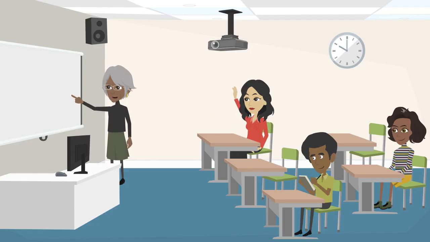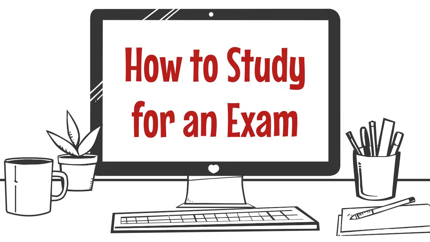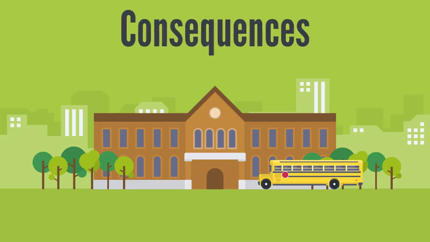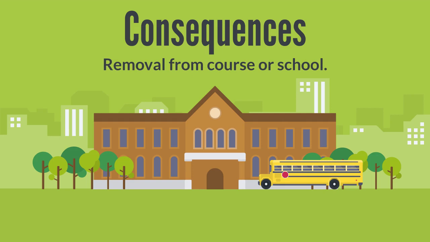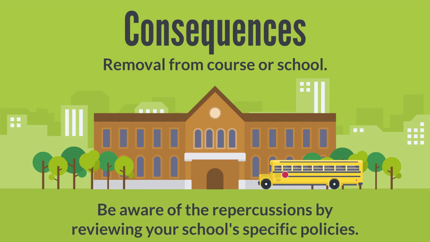Ensure you ask your instructor questions when they come up and get help right away. Actually fully prepare for any exam using the techniques we share in the How to Study for an Exam video. Most schools have consequences for violating academic integrity policies, which can even include removal from a course or the school altogether. Make sure you're aware of these repercussions by viewing your school's specific information on academic integrity.